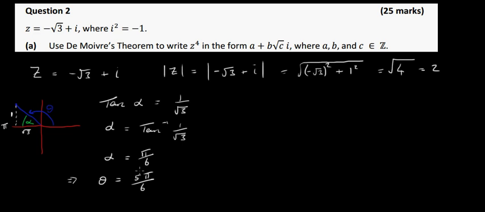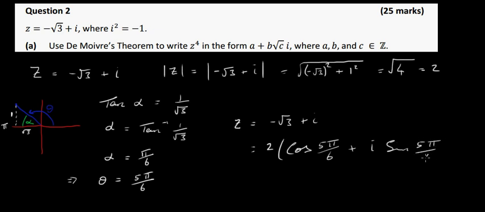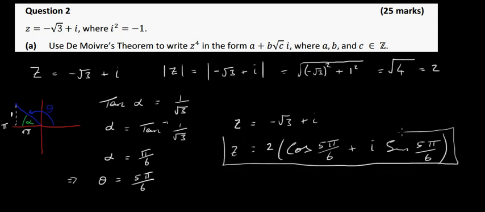Okay, so now we have our angle and we have our modulus, so we can write our complex number in polar form. So in other words, z in polar form, z is equal to minus root 3 plus i, and in polar form then it's going to be r cos theta plus i sine theta. So our r is 2, so it's going to be 2 cos 5 pi over 6 plus i sine 5 pi over 6. Okay, so this is our z in polar form.